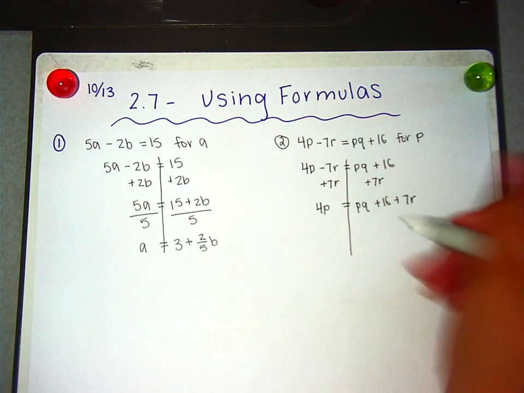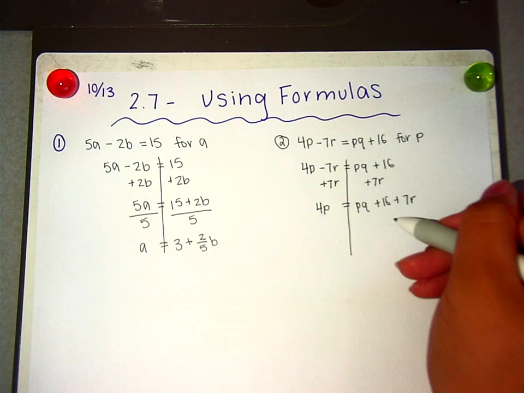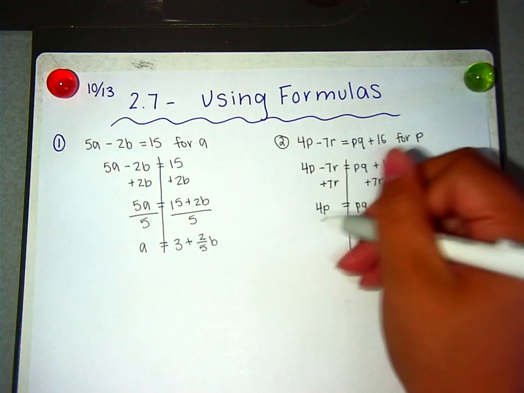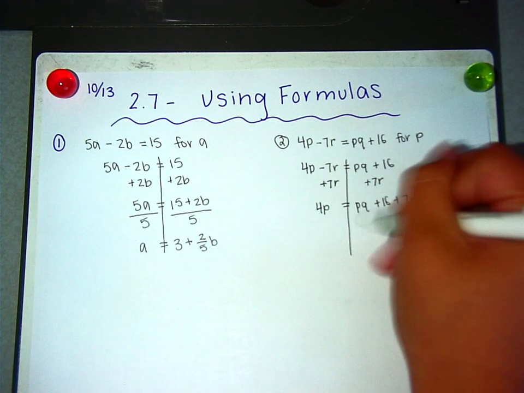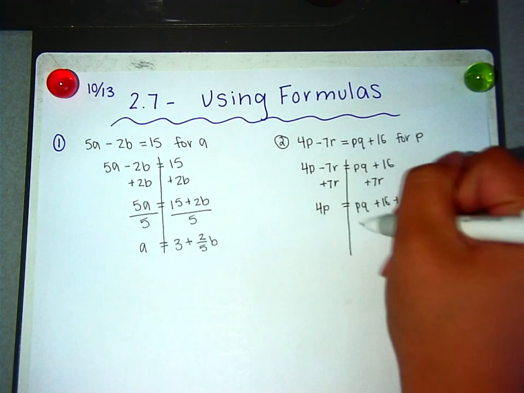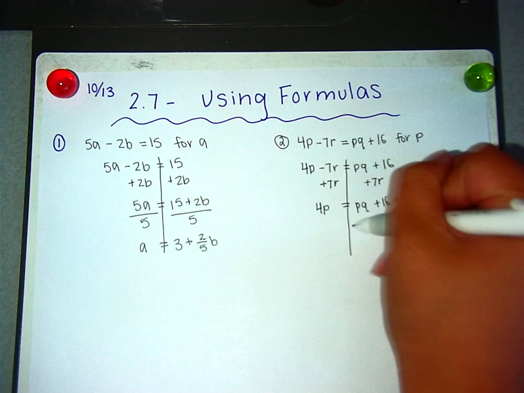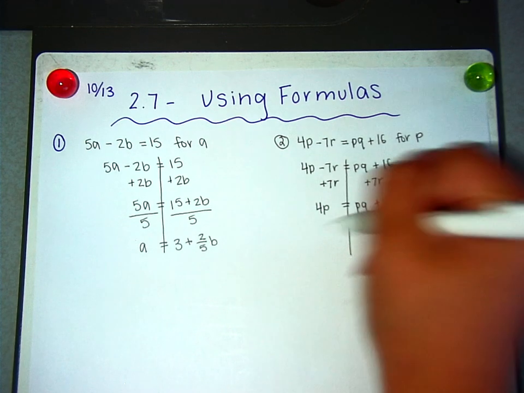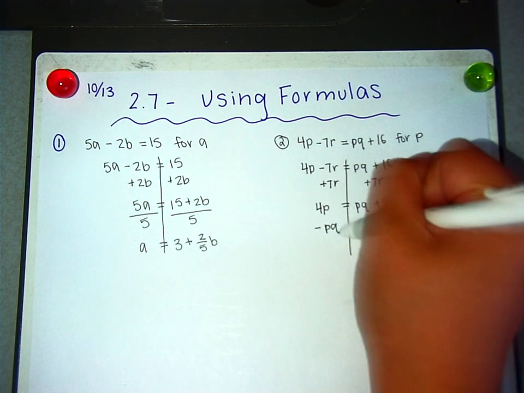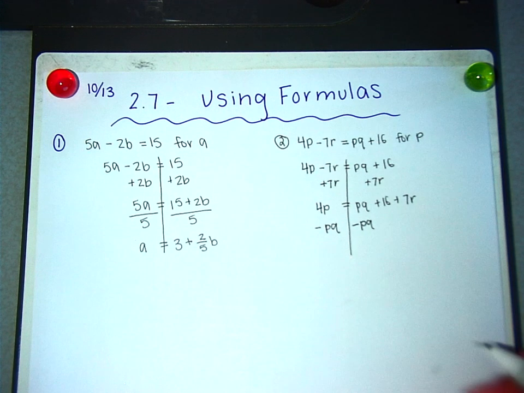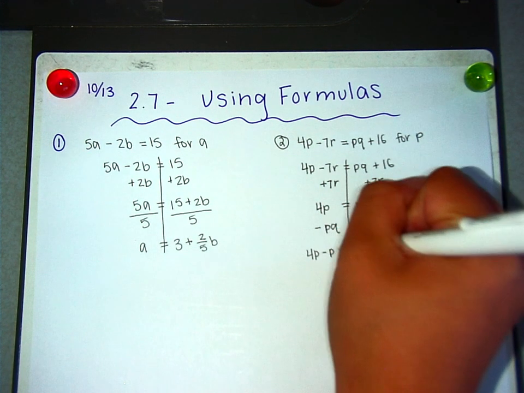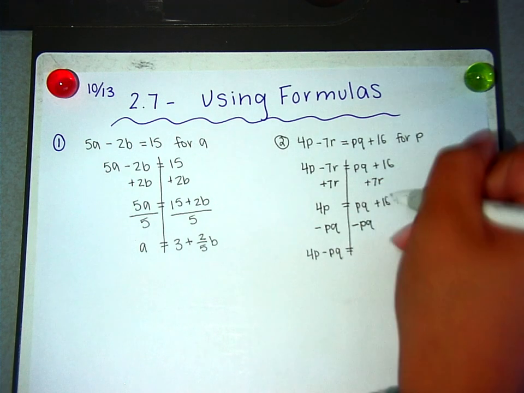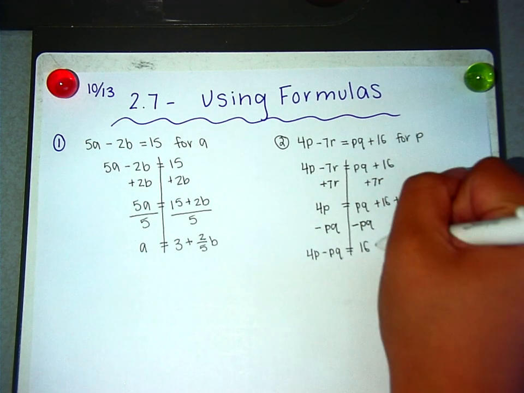Now I'm trying to find what p is equal to, but we have 4p on the left, and we have pq on the right. So I need to move the pq over to the left. So since it's positive, we're going to subtract PQ, subtract PQ. When we subtract this, we have 4P minus PQ equals 16 plus 7R.